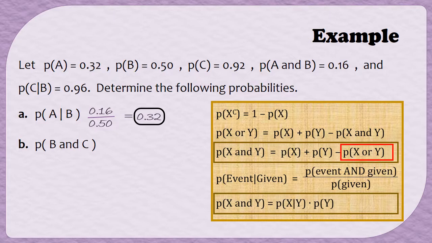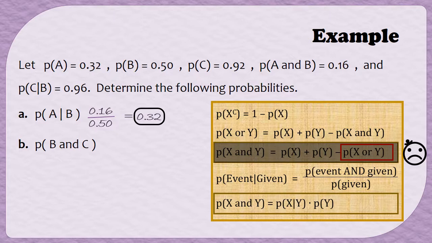But the third piece of that formula, the probability of x or y, when I look up at my given information, I have the probability of A and B, and I have the probability of C given B, but I don't have the probability of B or C. That's not listed at all. I don't have any or probabilities. So because I don't know that, I can't use that formula. I don't have enough information to be able to use it. So hopefully we do have enough information to use the second formula.